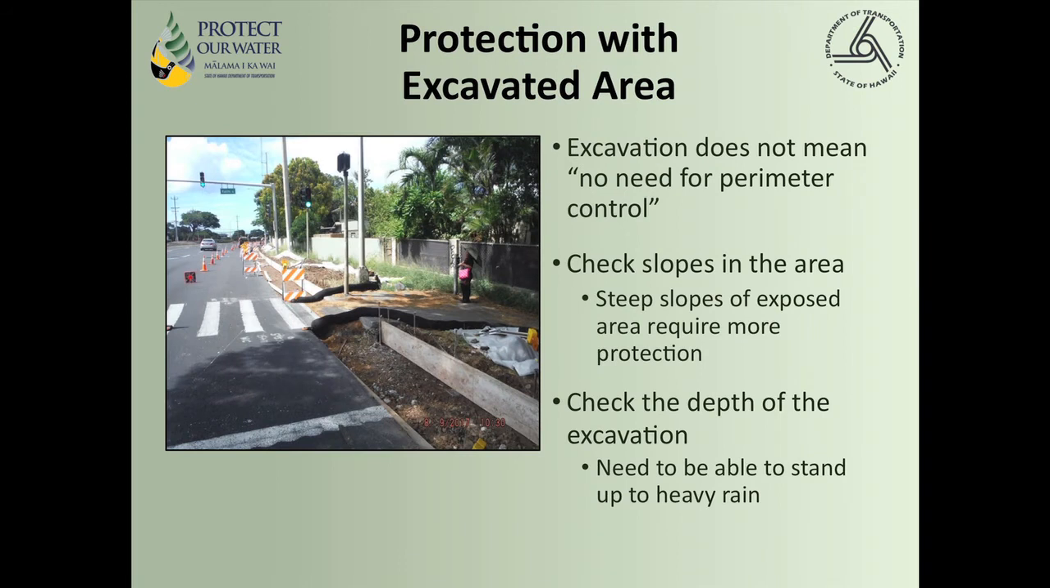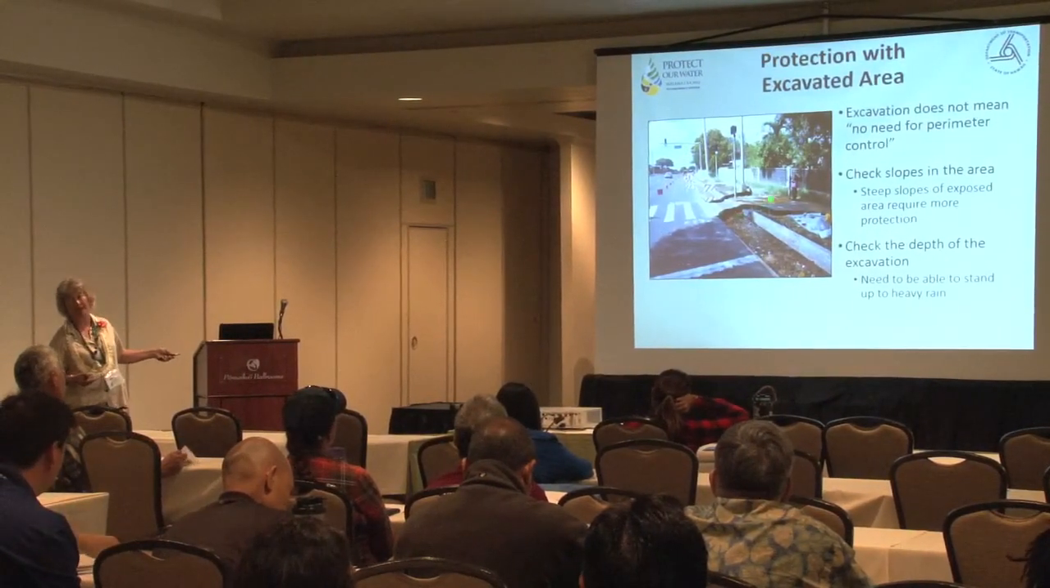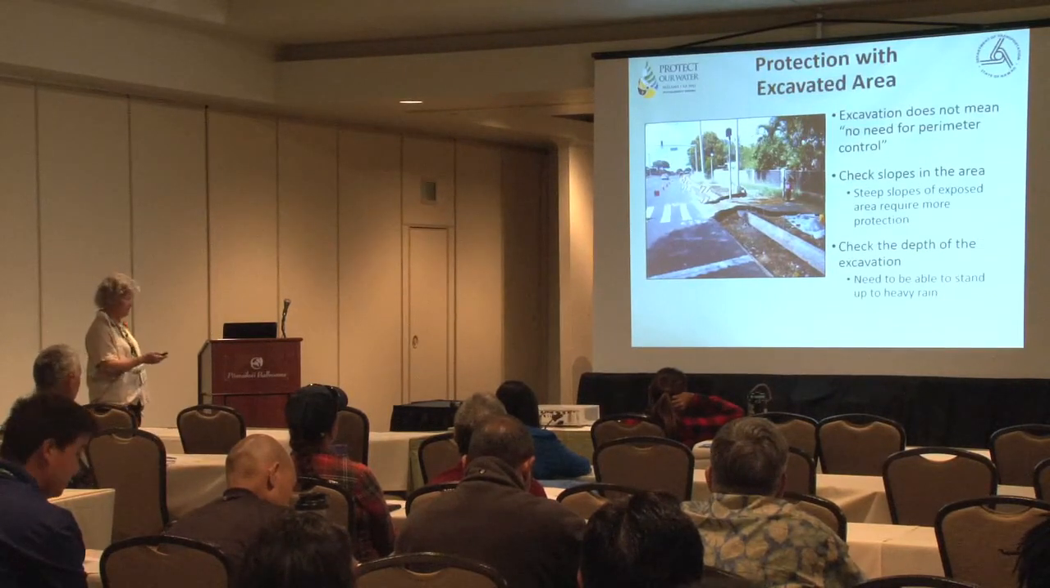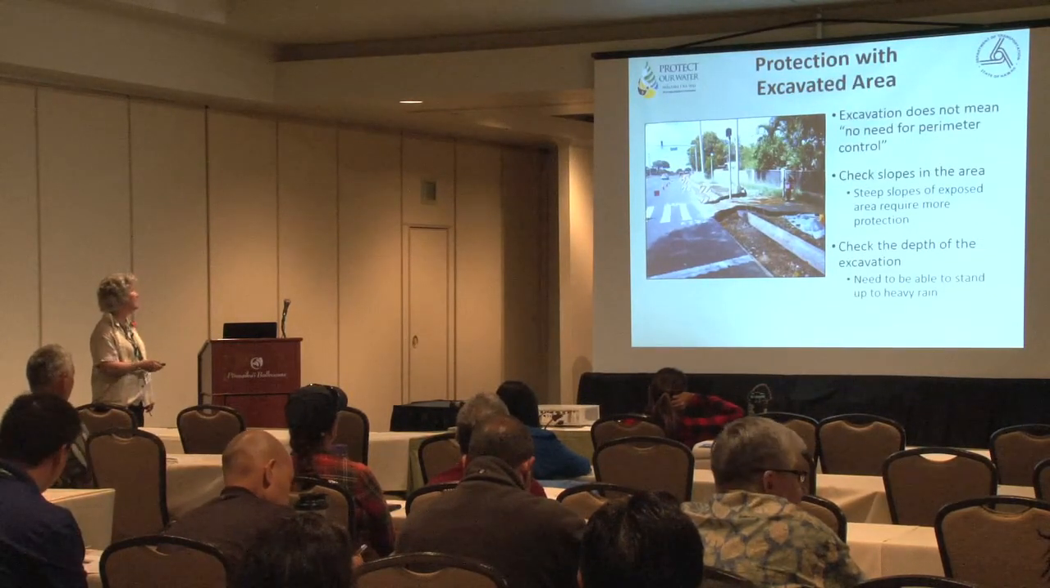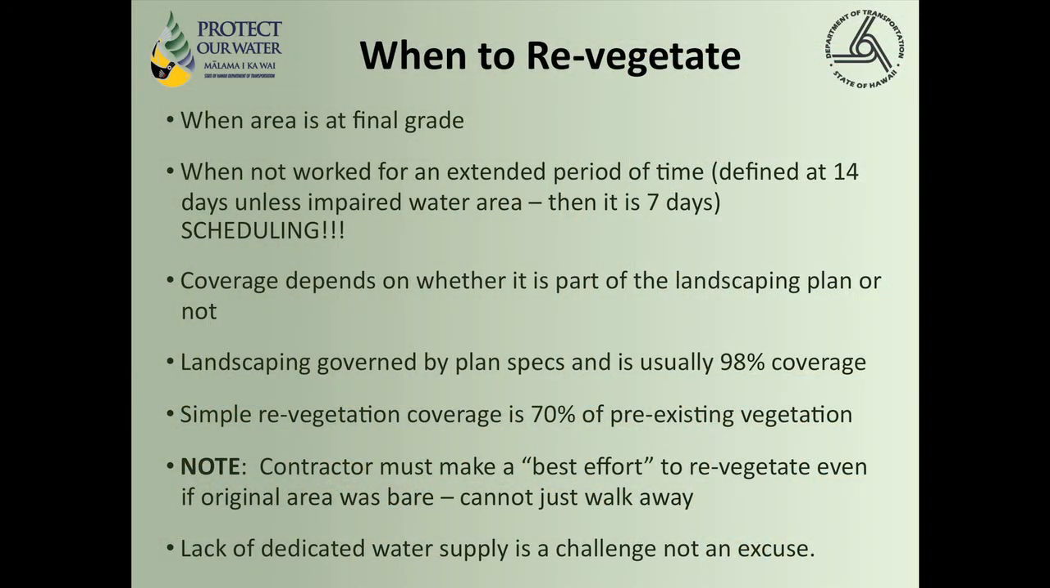If you're doing excavation in an area, that doesn't mean you don't need protection at the end, unless it's a really big excavation. You have water coming down a slope, it's going to jump out. When to revegetate? Area final grade, most places it's 14 days unless it's paired water. It's 7 days, and I'm running out of time, so I'm going to go quick.